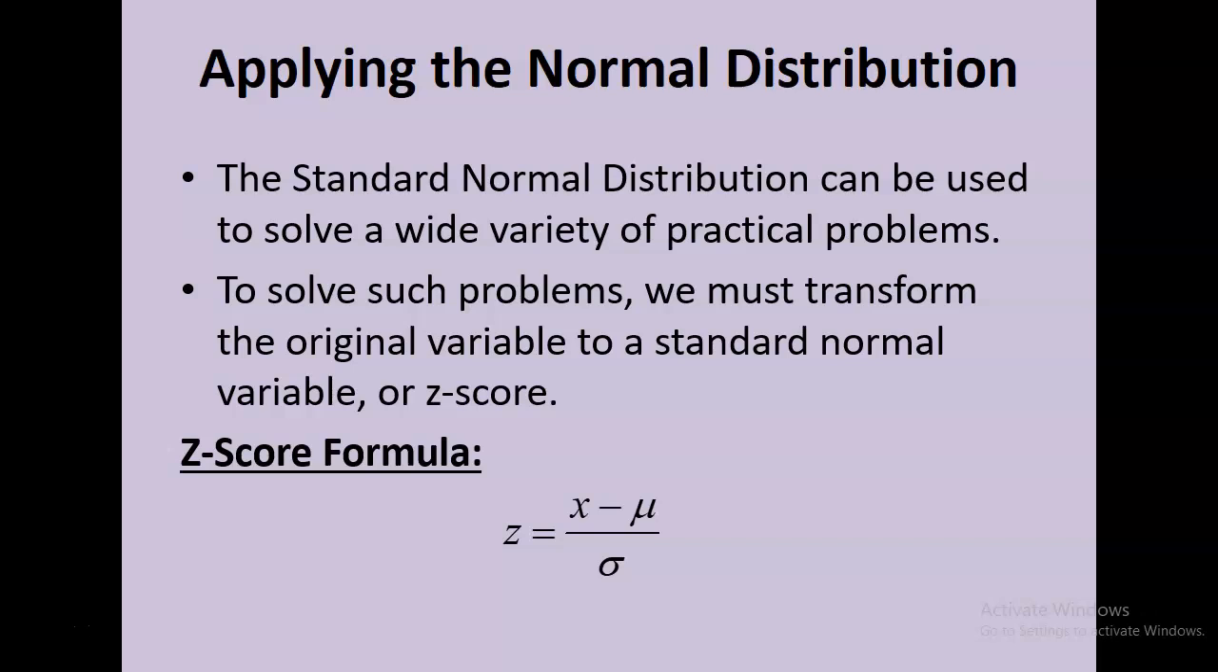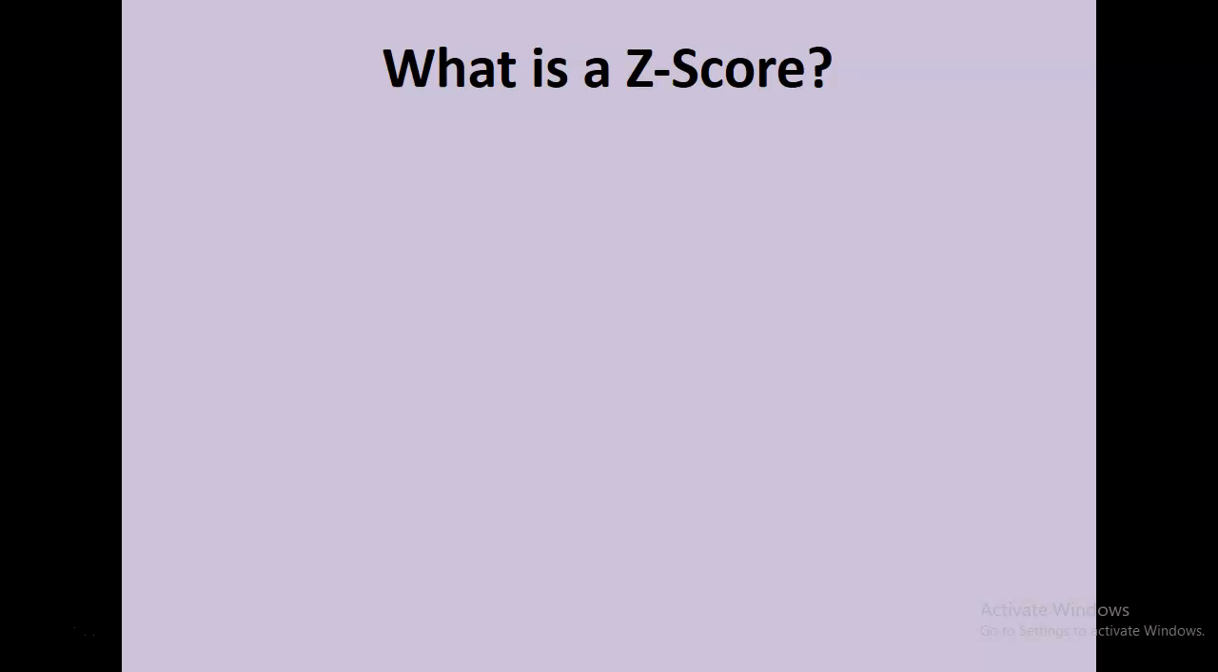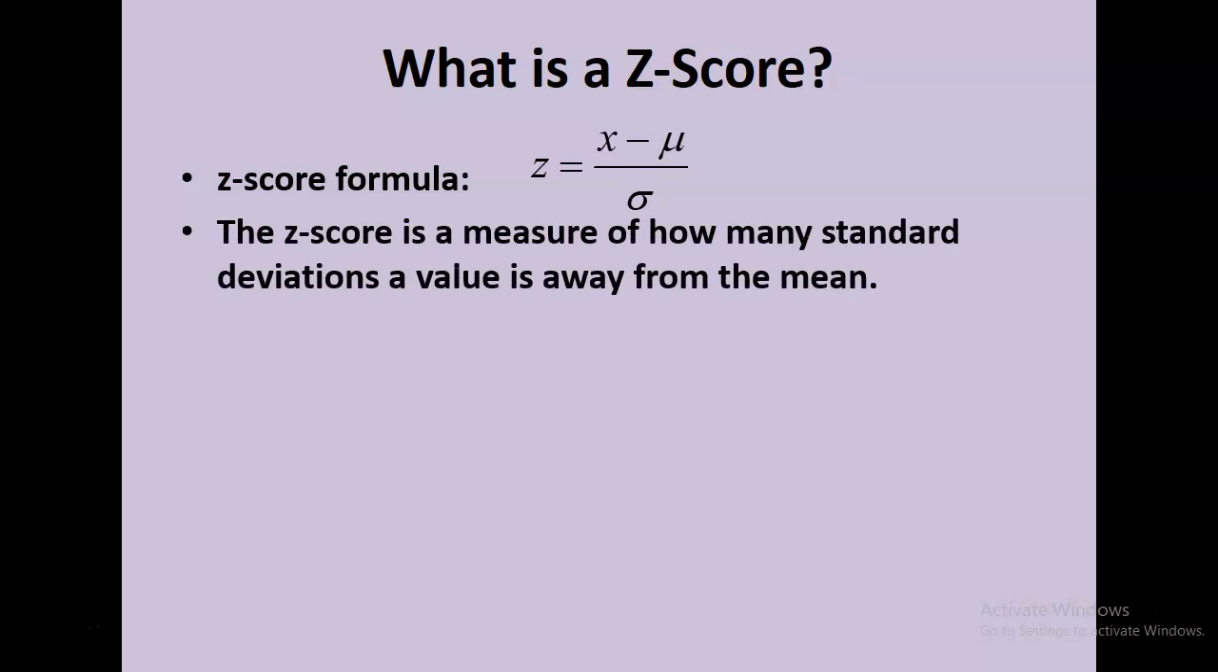Now, in our previous lesson, I gave you the values for Z to work with. Here, we're going to actually have to work out what this value is going to be. So what is a Z-score? And let's kind of get an idea of what it actually means when we're working with it. First off, the formula again is X minus mu divided by the standard deviation. What this is, is a measure of how many standard deviations a value is away from the mean.